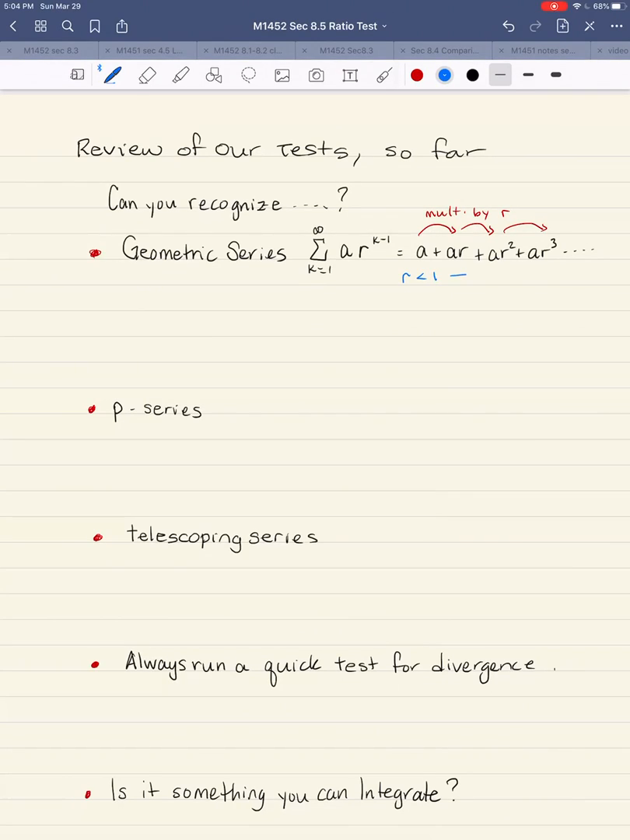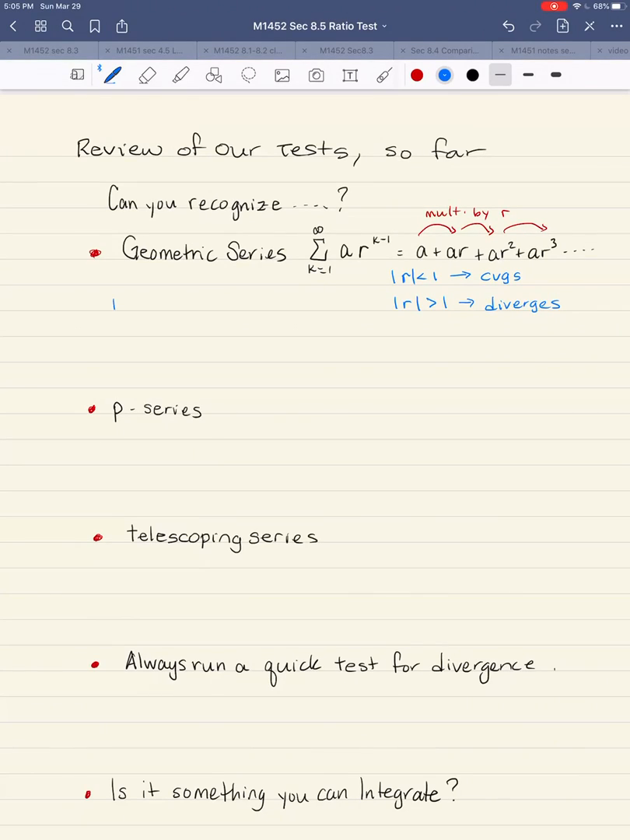And our conclusion is that if the absolute value of r is smaller than 1, this series converges, because this is one of the few tests we have where the terms in the series can be negative. If the absolute value of r is bigger than 1, the series diverges. There's no such thing as a geometric series where r is equal to 1. That would be clearly a divergent series because the limit wouldn't go to 0.